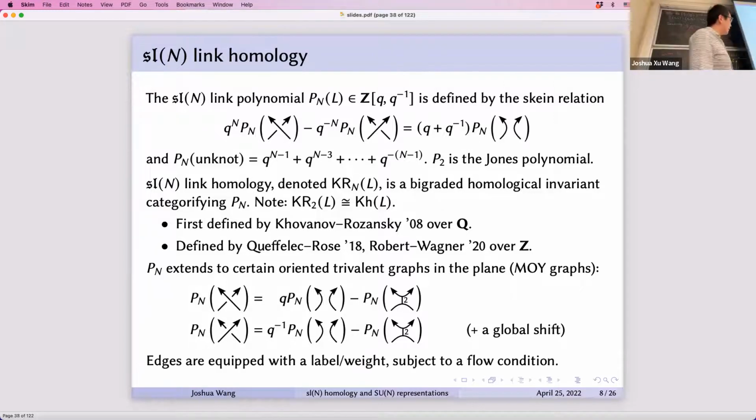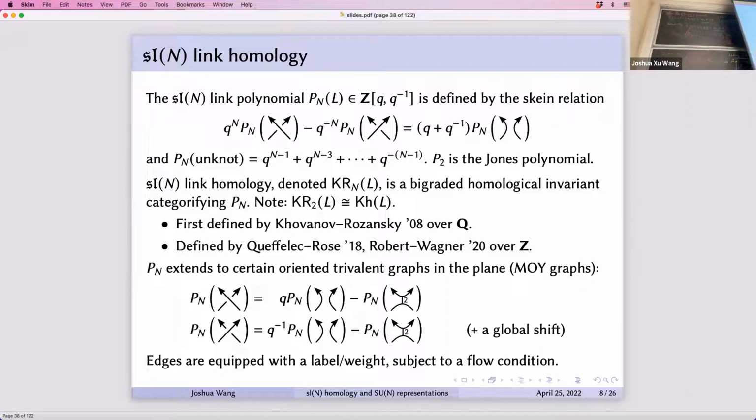And the edges of these trivalent graphs are equipped with an orientation, they're oriented trivalent graphs, and they're also equipped with a weight. Each edge is equipped with a label or a weight. And they satisfy the flow condition, which is to say that the weights of incoming edges to every vertex must sum up to the weights of the outgoing edges. So here I'm thinking of these unlabeled edges as labeled 1. So you've got two that flow into an edge labeled 2, and this edge labeled 2 splits into edges labeled 1.